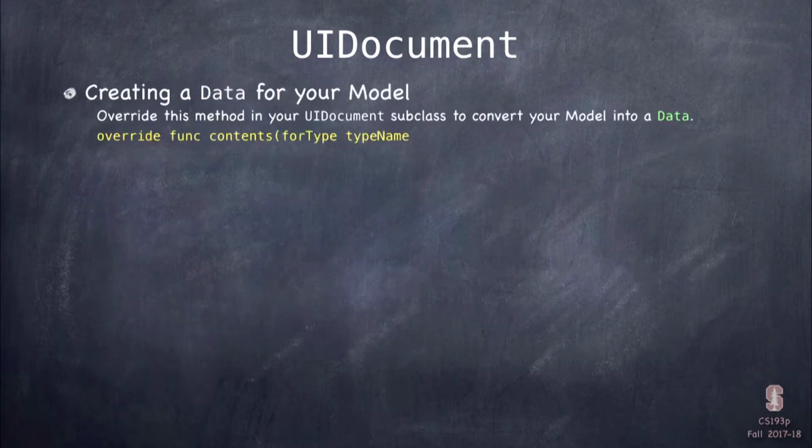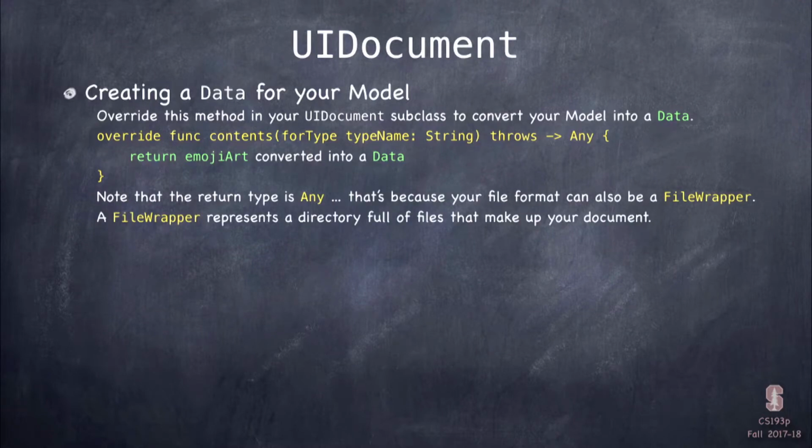All right, so how about doing this conversion from emoji art to data and from data to emoji art? Here are the two methods. This is the one that converts your model into a data. It's called contents for type. It does throw. You could throw if you have a problem converting your emoji art to a data, and I'll show you where that thing gets thrown to.